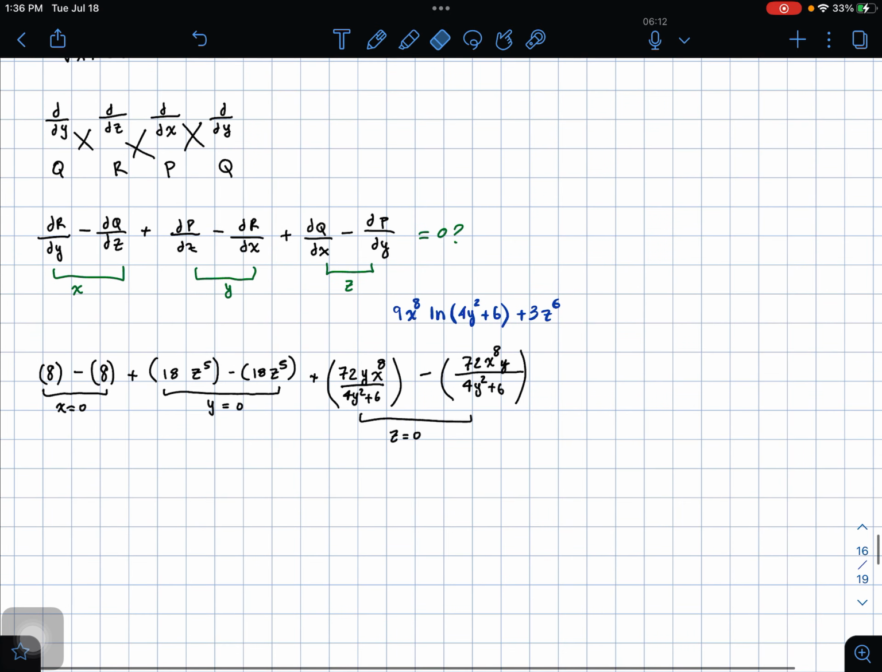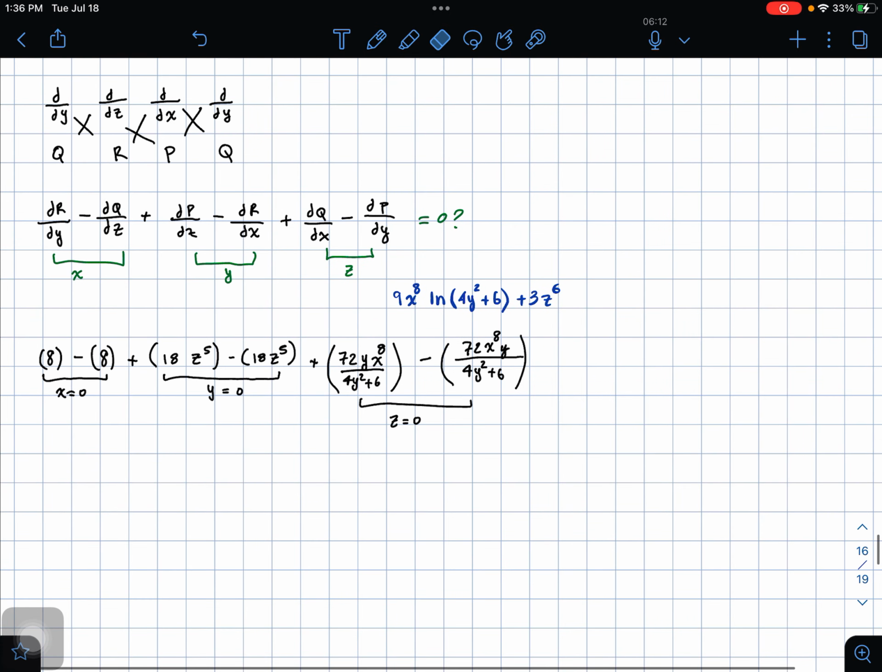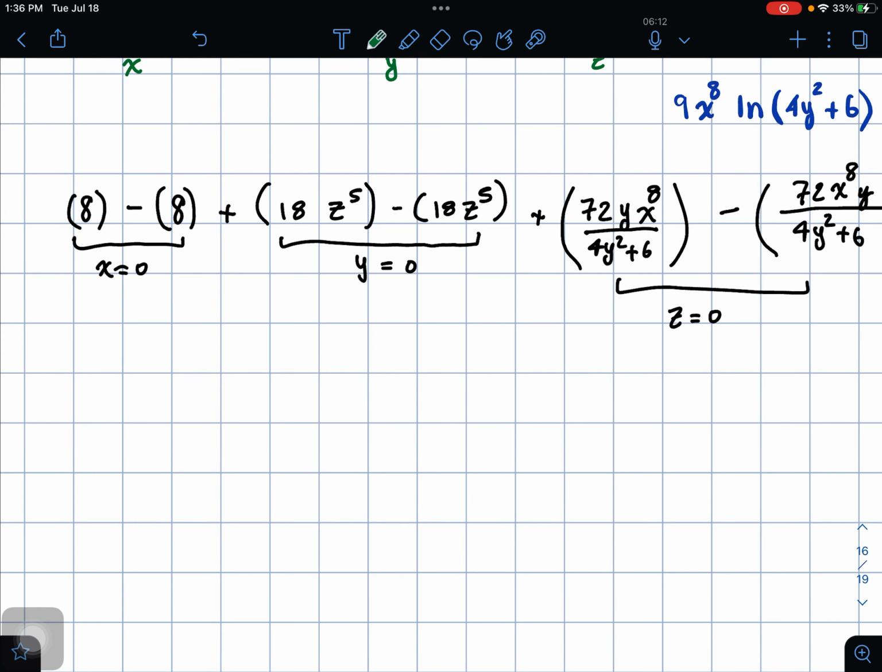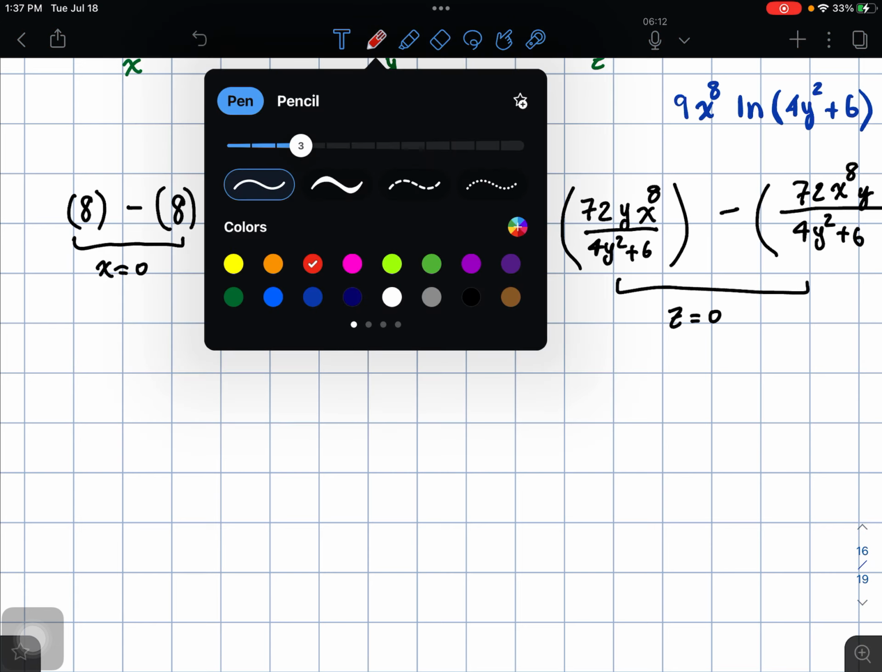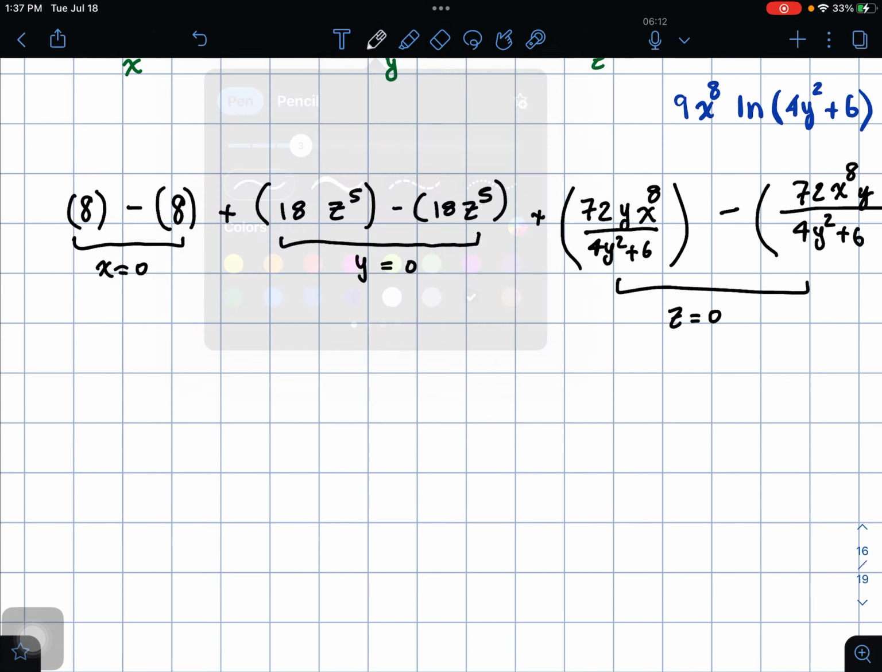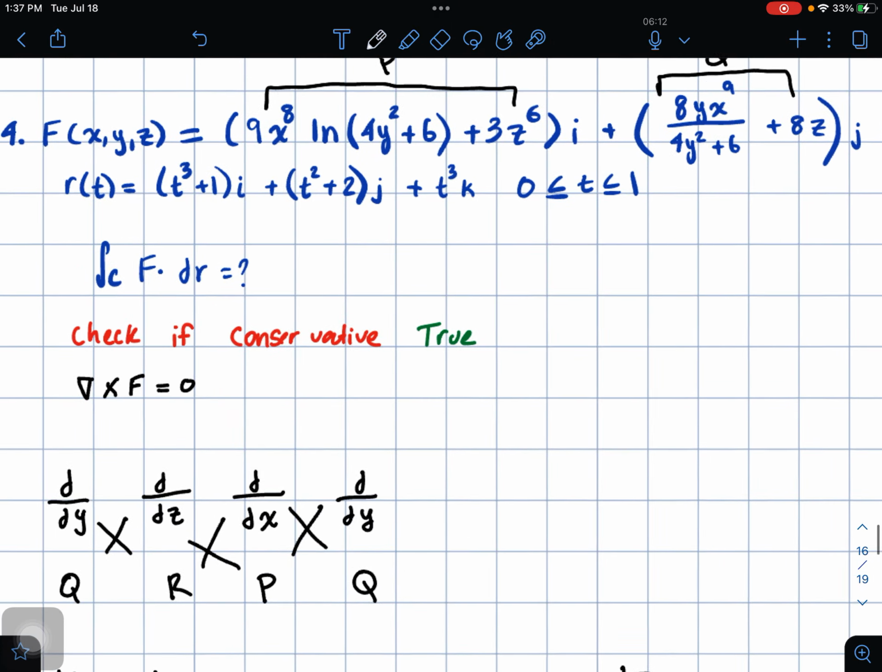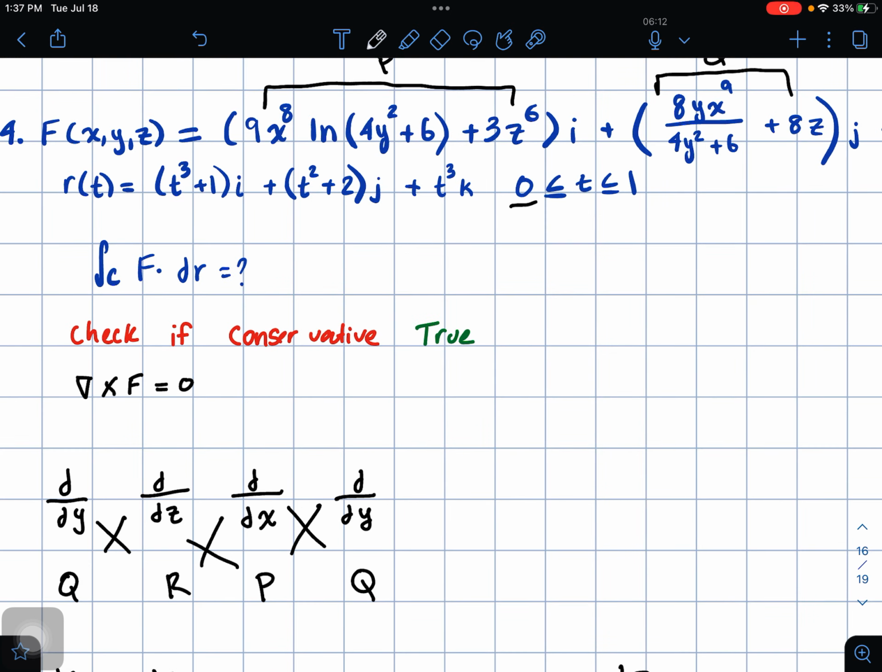Okay, now what this means is that you can write this f as some gradient of phi, and what we want to do is solve for what this phi is. Okay, but before I do that, just to make our life a little bit easier for later, we have this endpoint and this starting point.